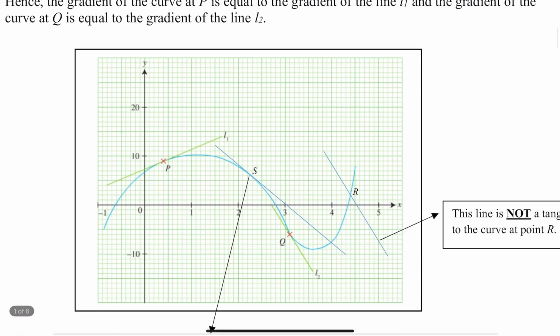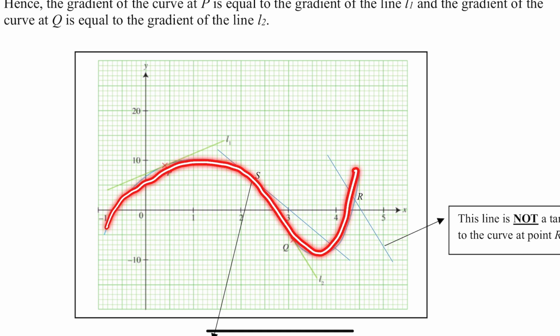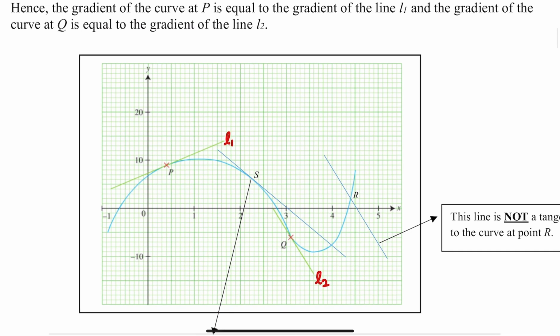Let's say if I have this diagram over here, if you look at the bottom of the page, this is a simple curve like this. Okay, the two lines in green here, this is line 1 and this is line 2. These are also tangents to the curve at point P and at point Q. They are lines that touch this part of the curve once at point P, and the gradient of this straight line here can tell us the gradient of the curve at that point.